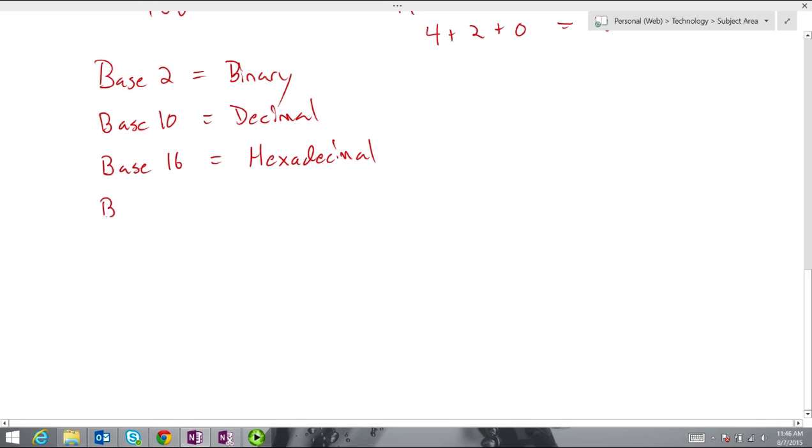And then occasionally we will see base 8, which is known as octal. You don't see this too much anymore. This was common in early computers when memory locations and memory sizes were much smaller. And so usually the big three are binary, decimal, and hexadecimal.